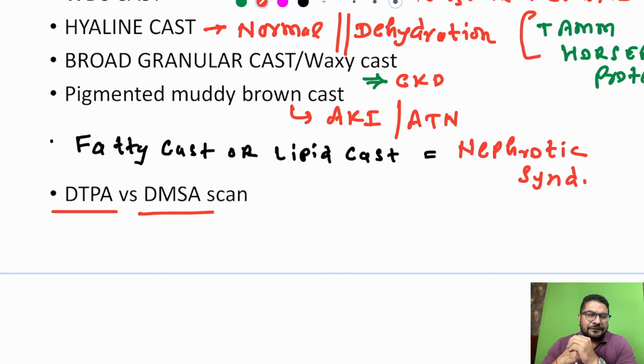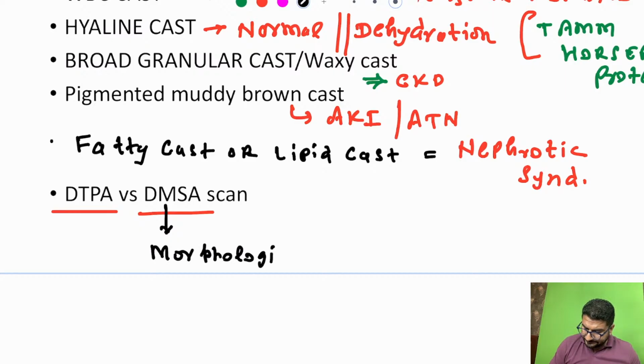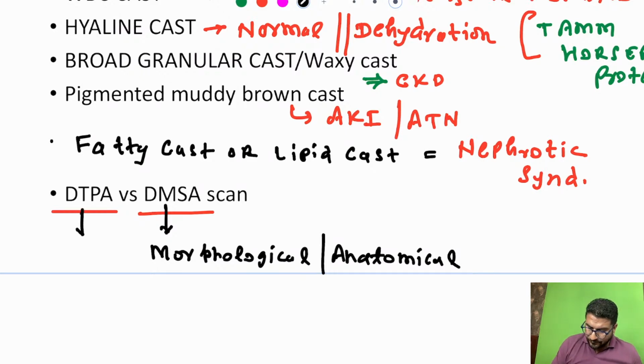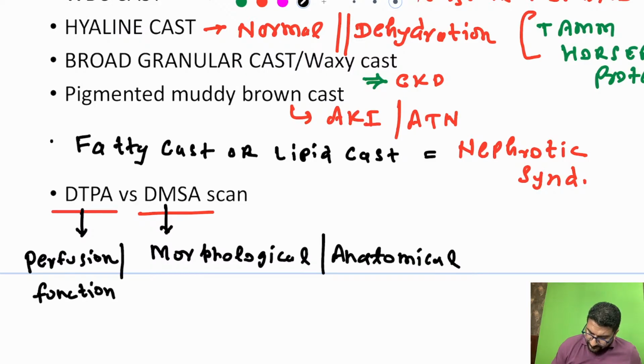After this, if you want to look at kidney disease, if you want to see some morphological defect, meaning some problem in the morphology or anatomy of the kidney, then what do we do? You will do a scan. This scan means morphological defect or anatomical defect. For this we have the DMSA scan. But if you want to see kidney function, kidney perfusion defect, or I can say functional defect, then for functional defect we have the DTPA scan. Done?